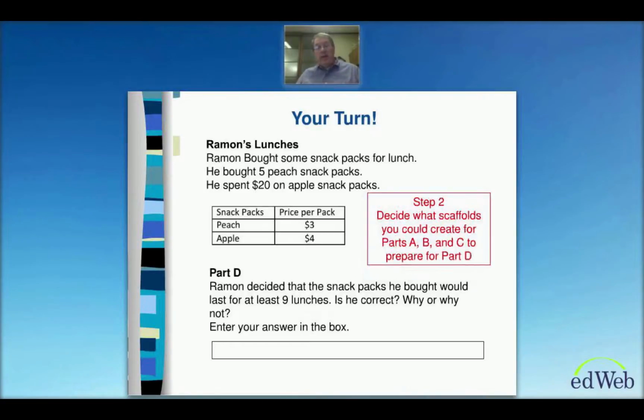Then after that, what I'd like you to do is to think about which scaffolds you could create for parts A, B, and C to prepare students for part D. And we'll come back in just a few minutes. I wish I could share all the ones that you're doing, but I'll share some samples of things that we've put together that might be scaffolds.